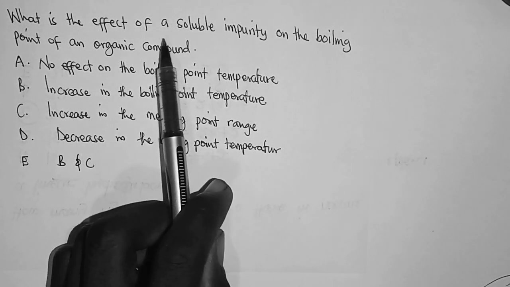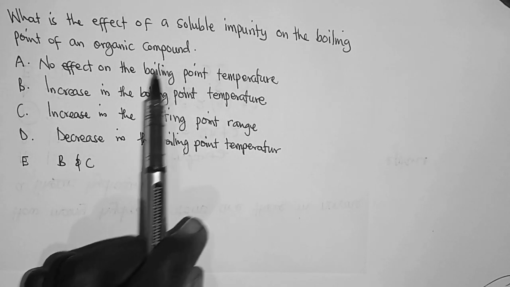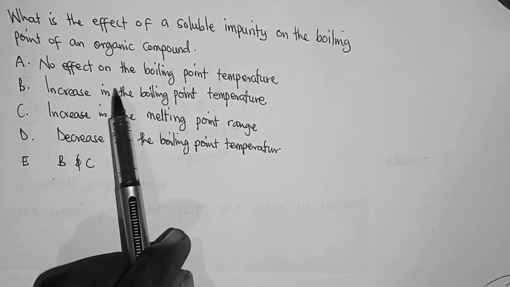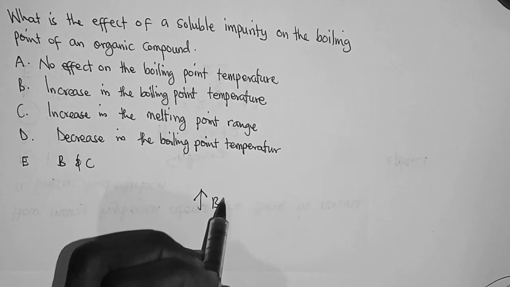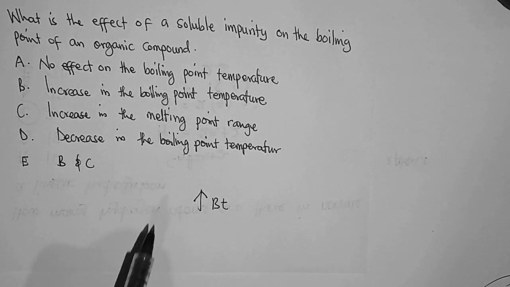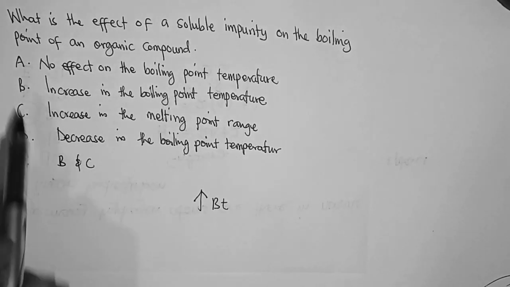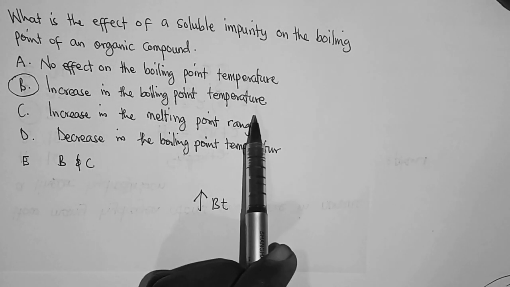What is the effect of a soluble impurity on the boiling point of an organic compound? A. No effect on the boiling point temperature. A is not true. Impurities increase the boiling point of an organic compound. Then B says an increase in the boiling point temperature. So you can see that the answer is B. There's an increase in the boiling point temperature.